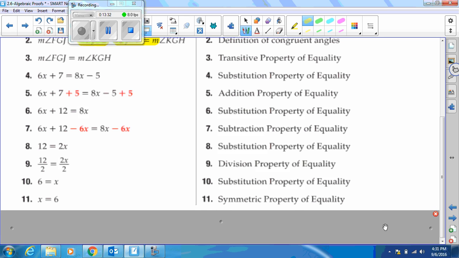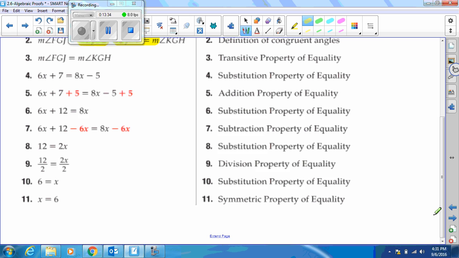And then we have to always make sure we finish it where our proof, our final statement matches theirs. So if they have x equals 6, you have to have that final statement on yours. And then you're going to use the symmetric property to justify that.